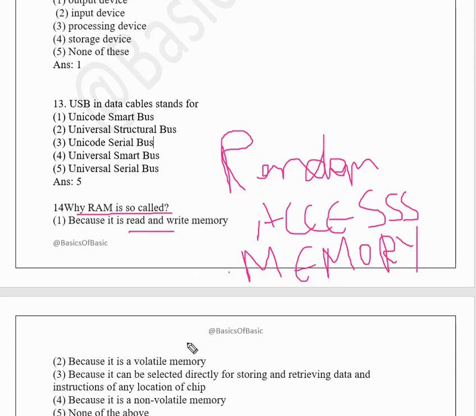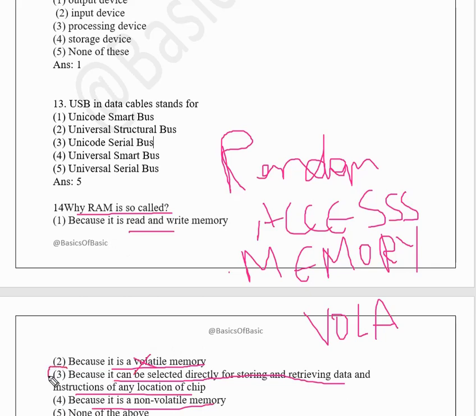The options: because it is read and write memory, because it is a volatile memory, because it can be selected directly for storing and retrieving data and instructions of any locations of the chip, because it is non-volatile. See, basically RAM is volatile. Volatile means a temporary memory, so it cannot be stored for a longer time. But the question here is why RAM is so called. Yes, the option also has volatile memory, but as soon as you see this, please don't tick it. Yes, it is a characteristic of RAM, but the question is why RAM is so called. So it cannot be the exact answer.